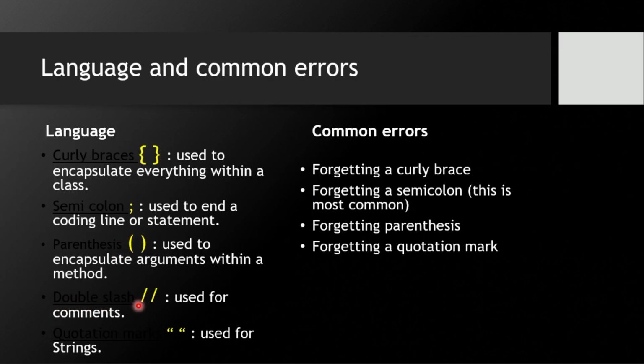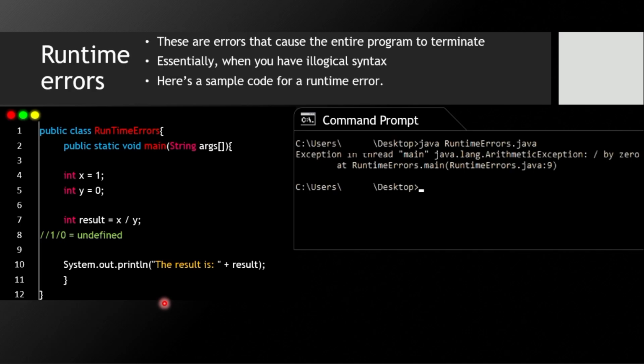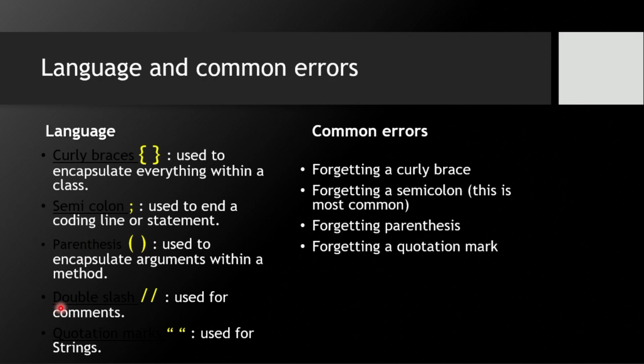Okay, so we have a double slash, and these are used for comments. Like you see here, 1 divided by 0 is undefined, and you can see that that line of code has not been written anywhere within our output because the Java compiler will simply just ignore this line of code, right? And then we've got quotation marks used to enclose strings. And then the common errors are forgetting a curly brace, forgetting a semicolon.